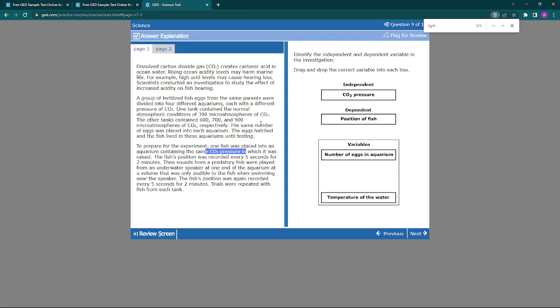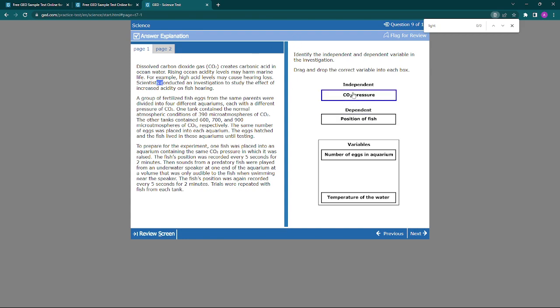Anyways, I guess I just don't understand because CO2, the carbon dioxide gas, creates carbonic acid in ocean water. Rising ocean acidity levels may harm marine life, cause hearing loss. So is it like the pressure popping eardrums or something? Because you think pressure increases as you go deeper in the ocean, to where it can even crush certain submersible vessels. Ugh. Anyways, whatever.